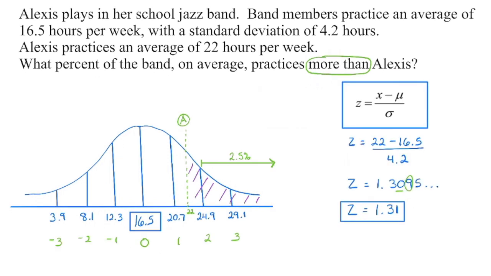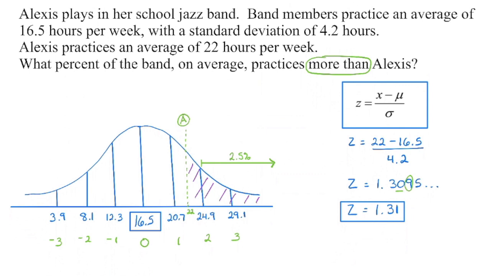I heard some of you saying, let's calculate a z-score. So let's try that, because we do know the mean, the standard deviation, as well as Alexis's value. So I've substituted those into my formula. And remember, we're always rounding to the nearest hundredth. So my z-score is 1.31.